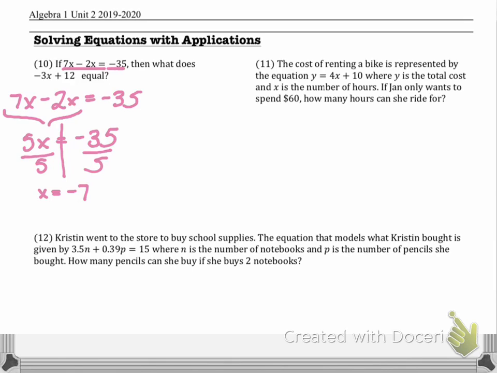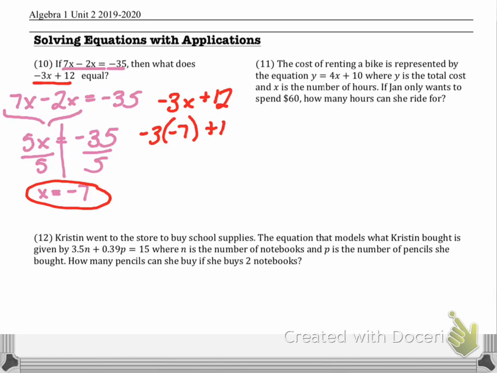So it's kind of like half of my answer. X is negative 7, but that's not what they're asking me, right? They want to know what this equation equals when we figure out what x is. So I'm going to substitute it in for that negative 3x plus 12 equation. I'm going to remove the x and replace it with negative 7. Then I'm just going to follow order of operations. Negative 3 times negative 7 is 21, and 21 plus 12 gives me 33. So 33 is my final answer.